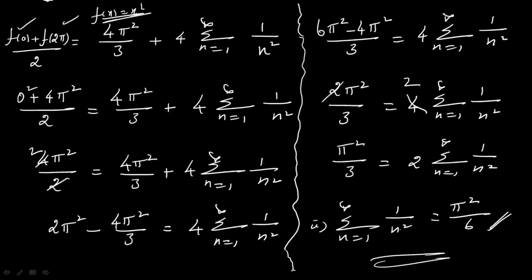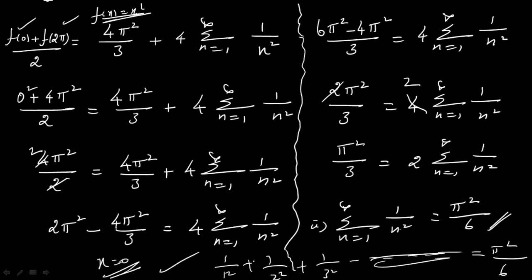pi square by 6. Expanding this you get 1 by 1 square plus 1 by 2 square plus 1 by 3 square, etc., that is equal to pi square by 6. So by substituting x equal to 0 for the cosine series, we get a series of all positive terms. Okay, that's all. The deduction part is over.